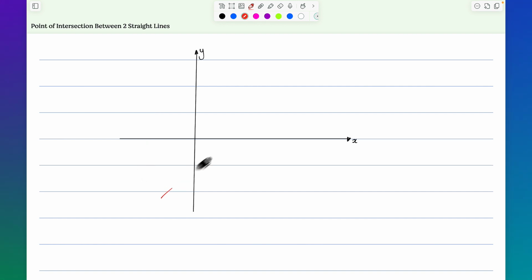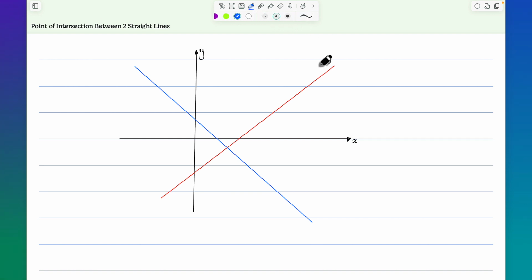Let's say, for example, we start off with this line over here, and then we also have a second line, maybe somewhere over there as well. The first line, because it's a straight line, follows the equation y is equal to mx plus c. We're going to call this y1. The second line also has the equation y is equal to mx plus c, and we're going to call this y2. So both of them have y is equal to mx plus c equations.